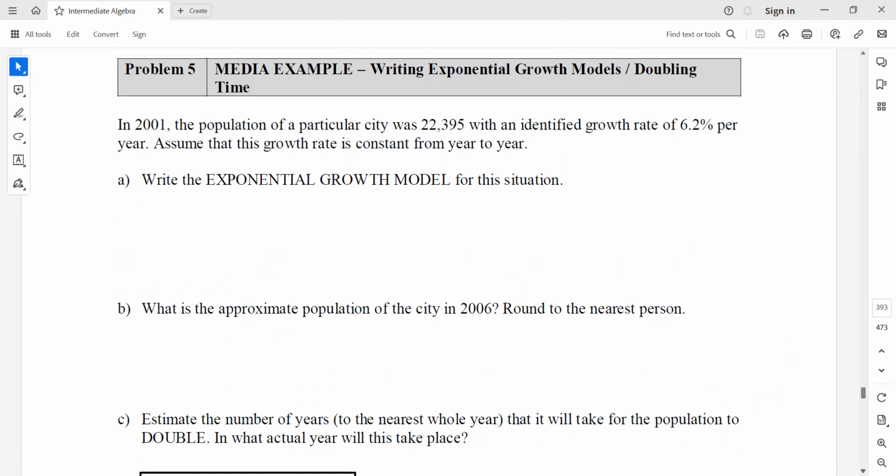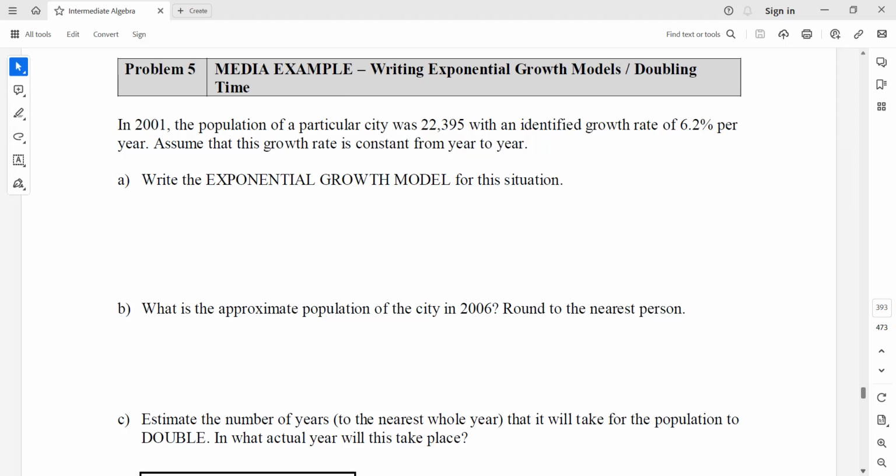Now this is a media example, so please try to watch it, but I'm just going to go over it real quick, and then I'll have you finish it by going back and watching it. So in 2001, the population of a particular city was 22,395, with an identified growth rate of 6.2% per year. Assume that this growth rate is constant from year to year. Write an exponential growth model for this situation.